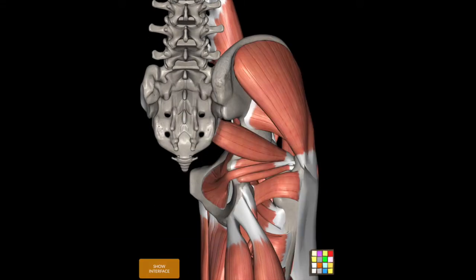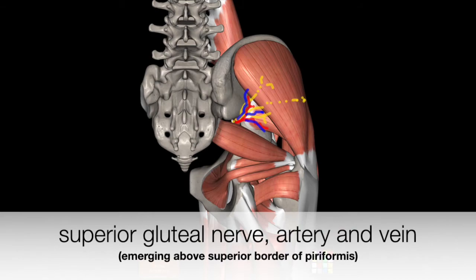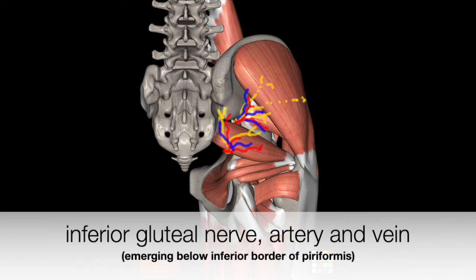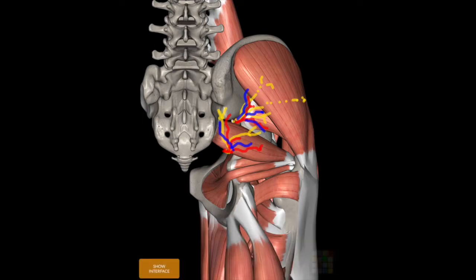So here's an image with all of the muscles drawn in properly, except for gluteus maximus, so hopefully you can identify them now. And while we're here, we'll just revise those neurovascular bundles related to the piriformis muscle. Superior gluteal nerve, artery and vein. Inferior gluteal nerve, artery and vein. We'll draw in the sciatic nerve.